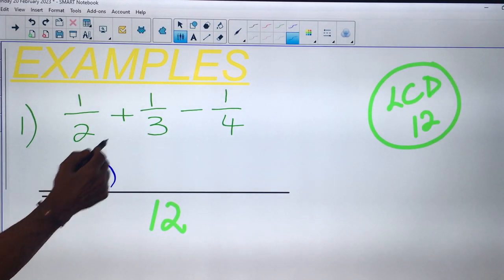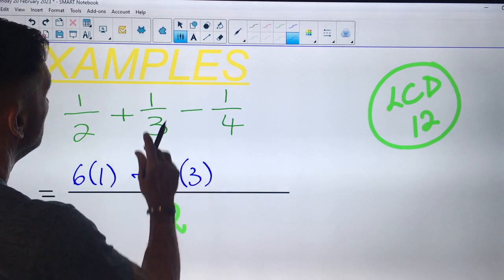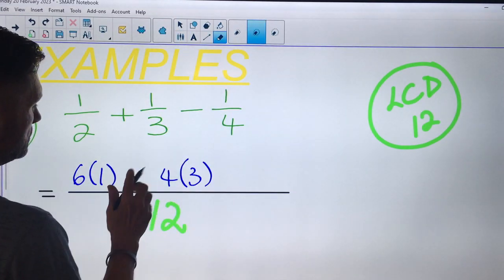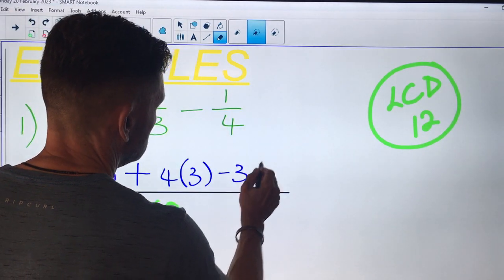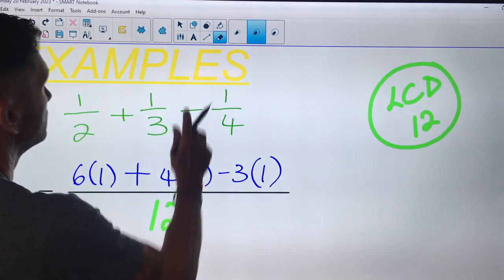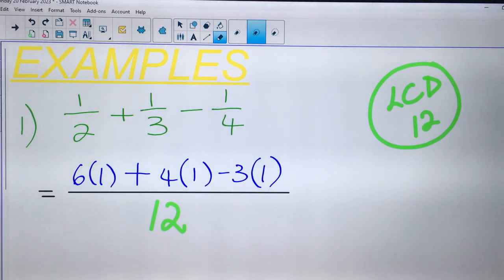How did I change 3 to become 12? 3 times 4. And the 4? 4 times 3. That's right. Okay, this is wrong here. Sorry, my mistake. It should look like that.